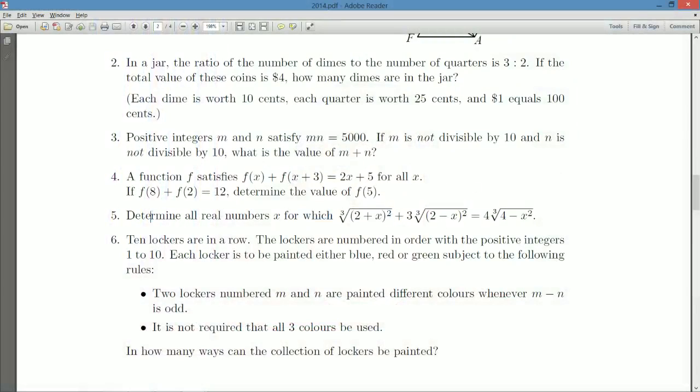Let's read the question. Determine all real numbers x for which the cubed root of 2 plus x squared plus 3 times the cubed root of 2 minus x squared is equal to 4 times the cubed root of 4 minus x squared. Wow, that looks complicated, especially with all those cubed roots in there. I don't like them. The cubed root is not nice to manage.